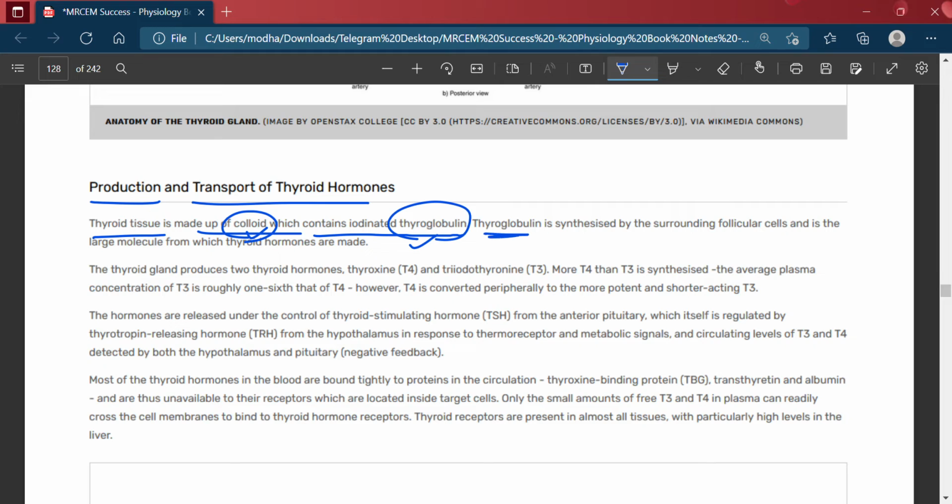Thyroglobulin is synthesized by the surrounding follicular cells and is a large molecule from which thyroid hormones are made.